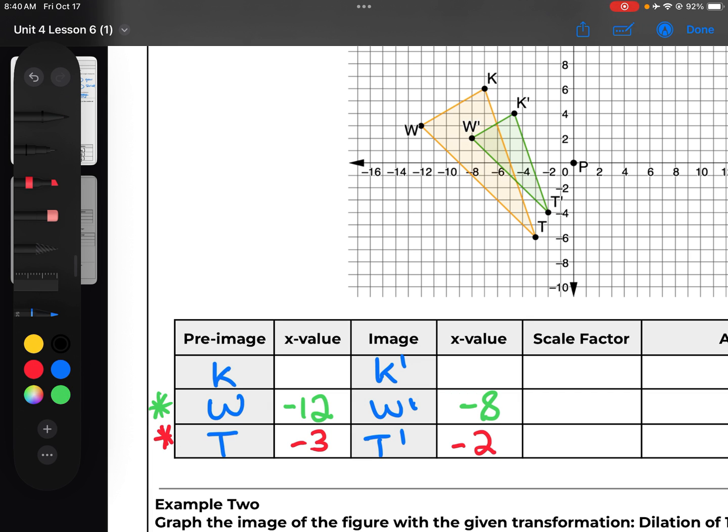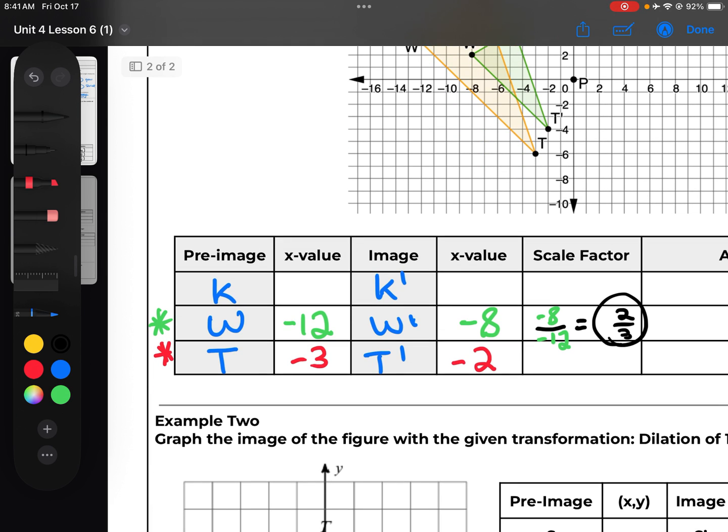To find the scale factor, you're going to take the new figure divided by the old figure. So the new figure here is -8. The old figure here, -12. So -8 divided by -12, if you type that into a calculator, it's going to reduce it down to 2/3, okay?